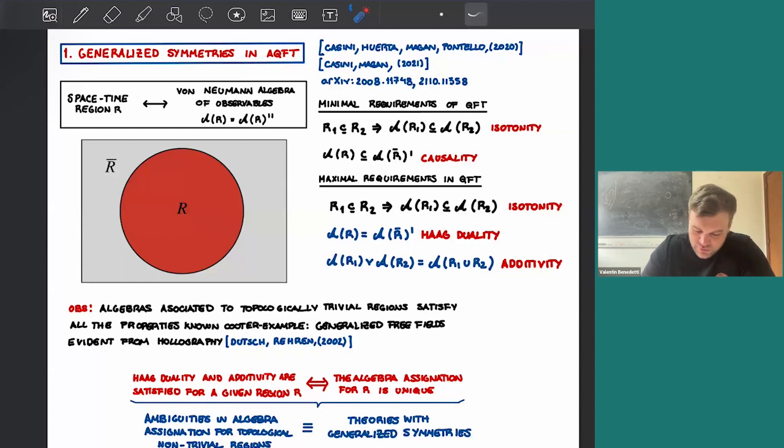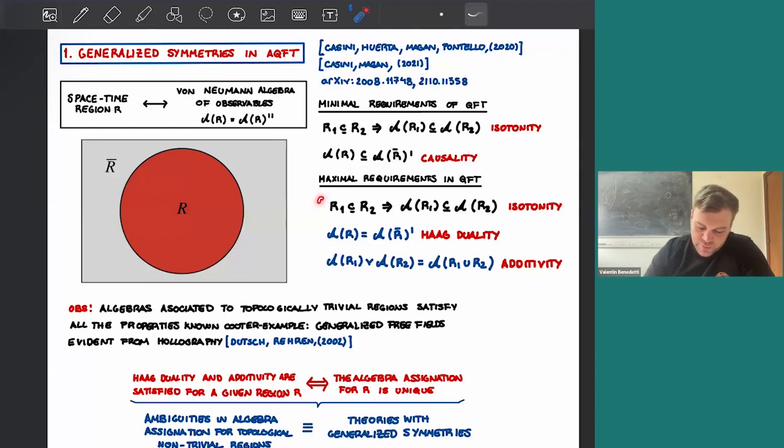We will assume that the algebras associated with topologically trivial regions, such as balls, satisfy all these properties. This is because there are no known counterexamples, except for broken global symmetries, in which cases this can be fixed. And the other example is the one of generalized free fields, which are a bit pathological in other senses from the algebraic point of view. So we also will leave those cases out.